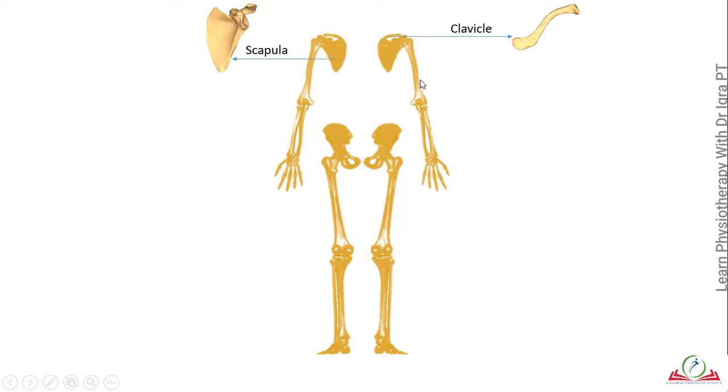In the upper limb, the arm consists of the humerus, and in the forearm, 2 bones are present, called the radius and the ulna.